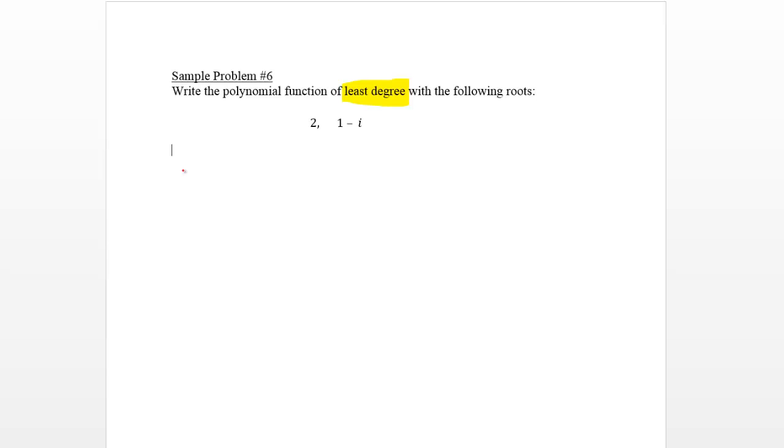So here we go. I'm going to start this off. What this is basically telling us is that we know that x is equal to 2, and we know that x is equal to 1 minus i. The conjugate pair theorem tells us that we also have to have the conjugate as well. So we have 1 plus i. Now, if we want to write a polynomial function, we can use the zero product property, but we're going to do it backwards. But first we have to convert these.